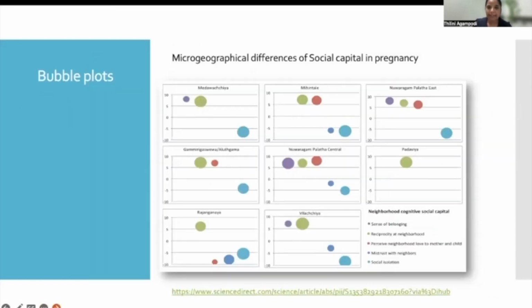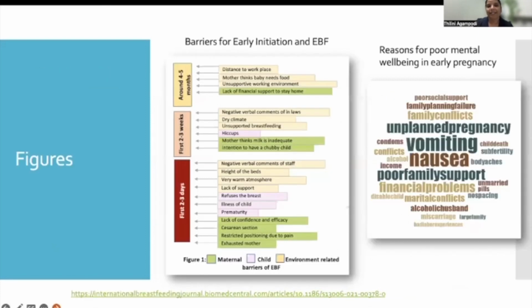You can use other creative mechanisms as well, using software such as bubble plots to compare microgeographical differences of relationships. So I compared here different microgeographies: Madavachiya, Mihintale, Nuragampalata. These bubbles indicate how the social relationships of mothers and the neighborhood cohesion of mothers are. Or else you can come up with other sorts of figures.